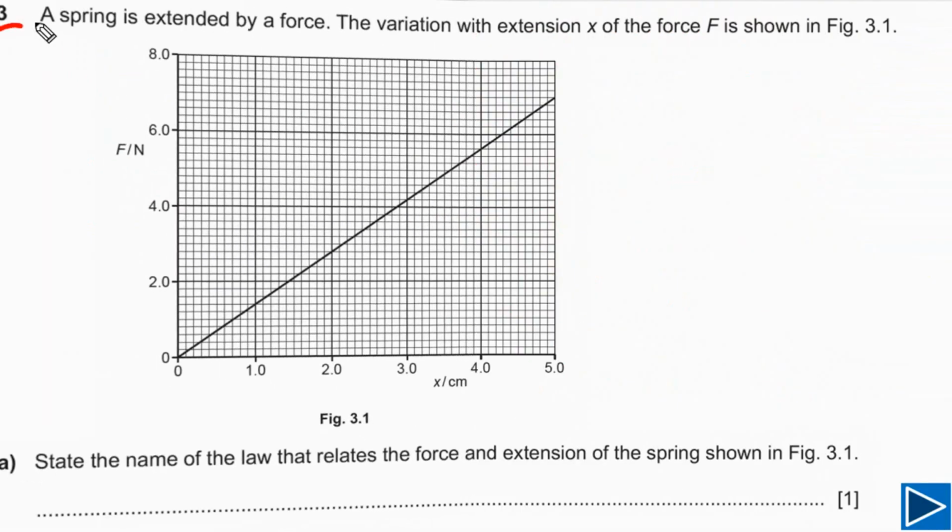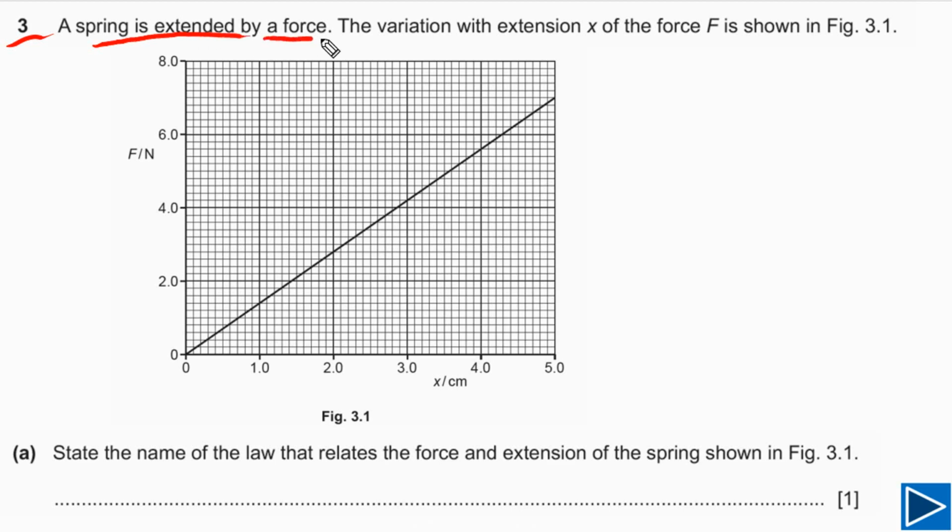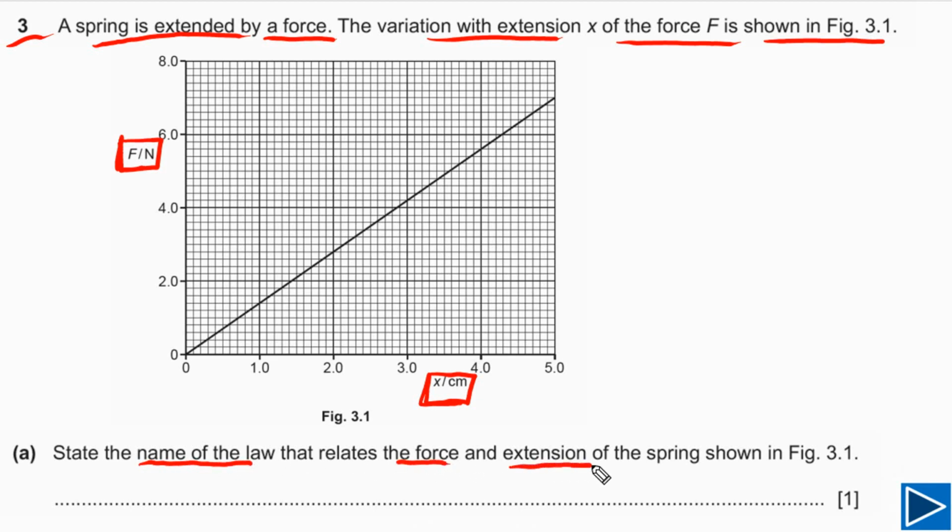For our third question, it is given to us that a spring is extended by a force and the variation with extension of the force is shown in figure 3.1. It simply means on the y-axis we have force, this is the force applied, and on the x-axis extension, and extension is given in centimeters. The question is asking us to state the name of the law that relates force and extension of the spring. Very simple question. So that law is simply Hooke's law. So this is how you can write your answer for this.